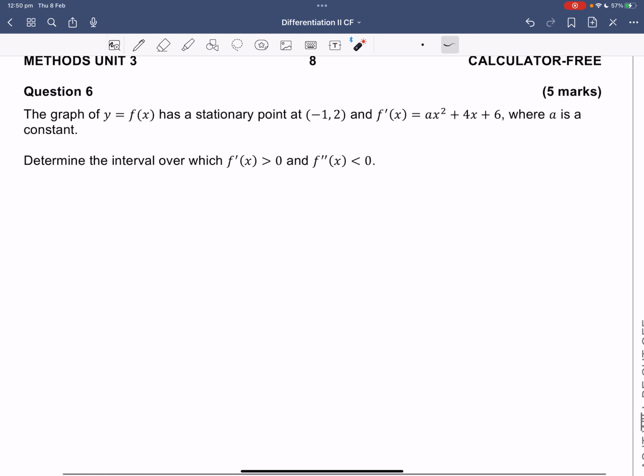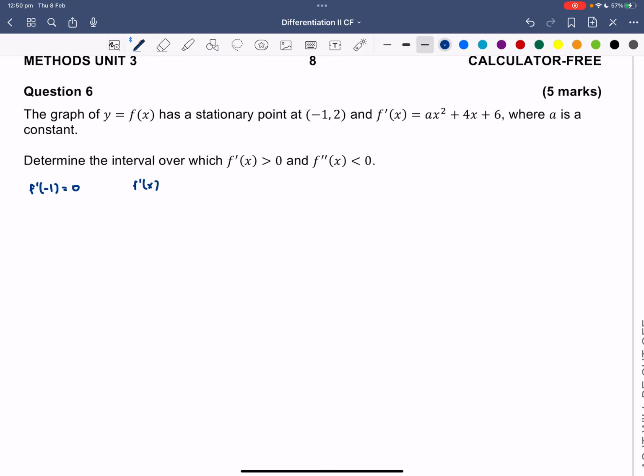Next question. All right, determine the interval over which the first derivative is more than 0 and the double derivative is less than 0. All right, 5 marks. First thing first, we're told there's a stationary point here, so that helps. That means that f dash at -1 is 0. Remember, not 2. 2 is the y value, and we only have the derivative, so let's use that first.